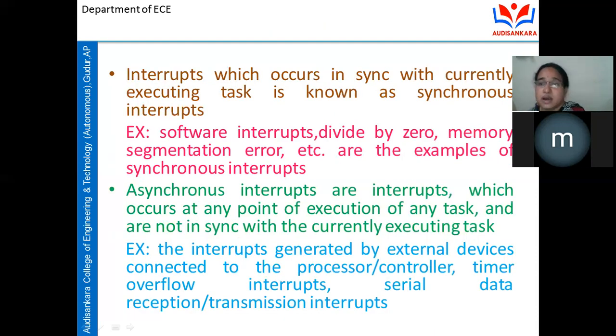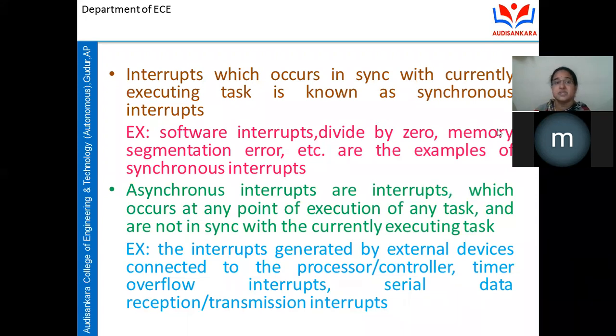See here, first of all, consider the synchronous interrupt. What is a synchronous interrupt, and what are examples of it? Interrupts which occur in synchronization with the currently executing task are known as synchronous interrupts.